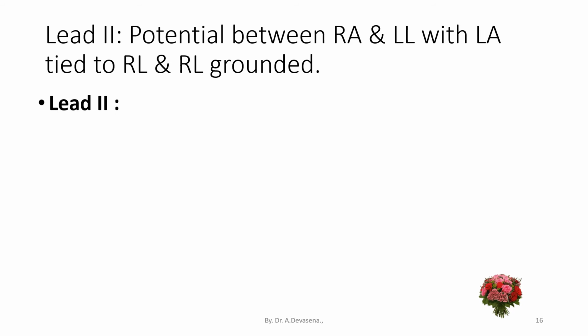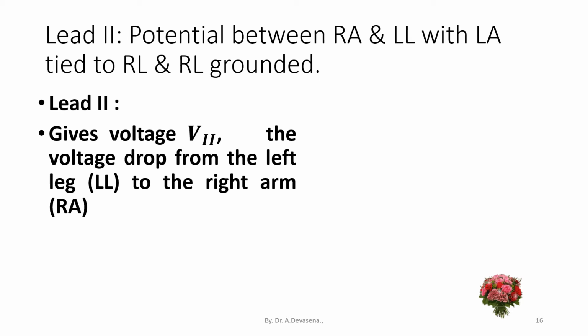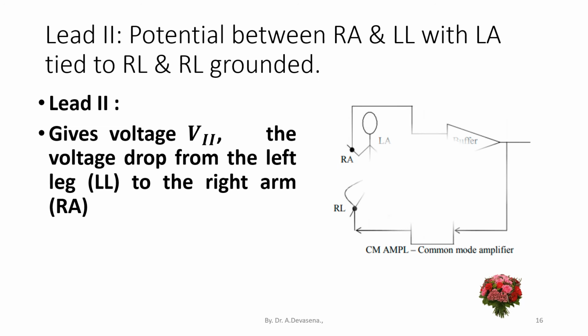Lead 2. Lead 2 gives voltage V2, that is the voltage drop from the left leg to the right arm RA. There is a representation. The leads taken from the right arm and left leg are given to the buffer amplifier. The output of the buffer amplifier is given to the common mode amplifier. The output of the CM amplifier is connected to the right leg. Generally, the right leg is grounded.